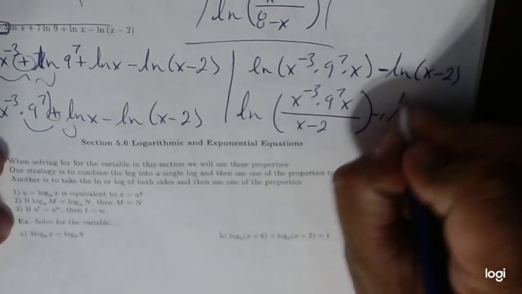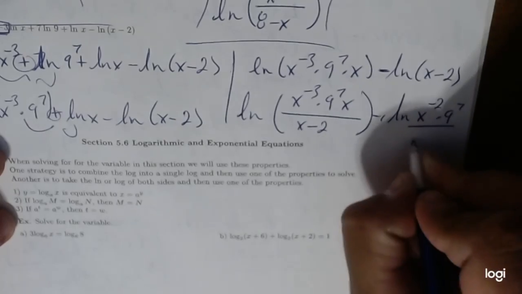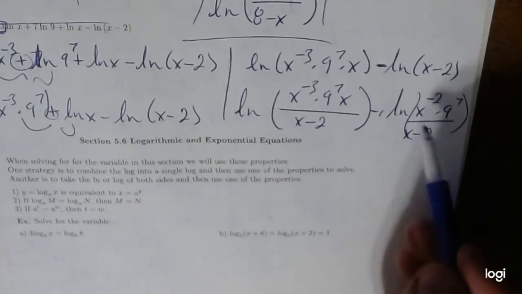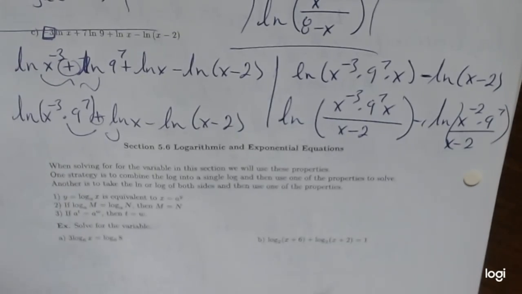And if you want, you can simplify. When you come to this, you can have natural log of x to the minus 2 times 9 to the 7th over x minus 2, simplifying the x and the 3's. You can bring this to the bottom, whatever you prefer. But as long as you get there, I'm happy.